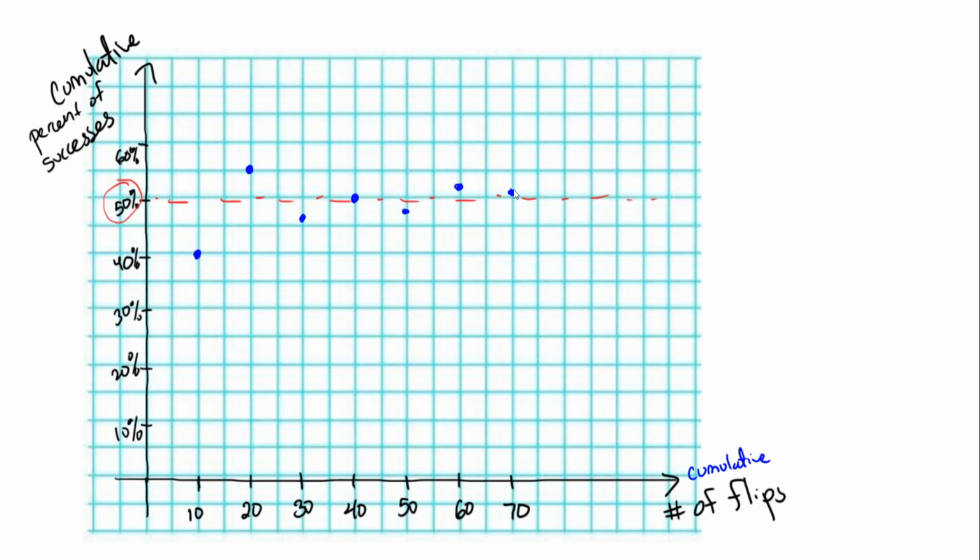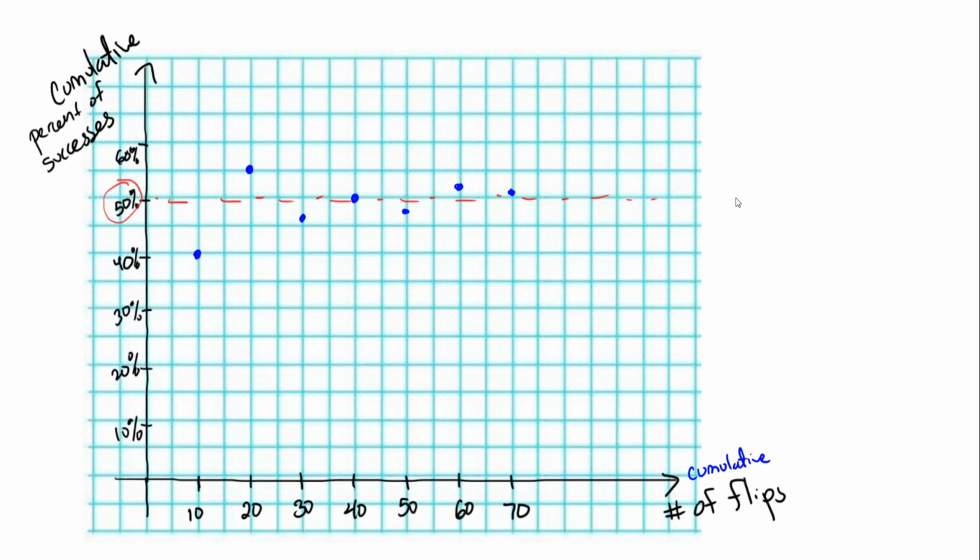So what we can kind of see happening here is as you flip the coin more and more times, we're going to get closer to where this red line is for 50%. It's going to keep dancing around it until eventually everything is very, very close to 50%, and it consistently stays that way.